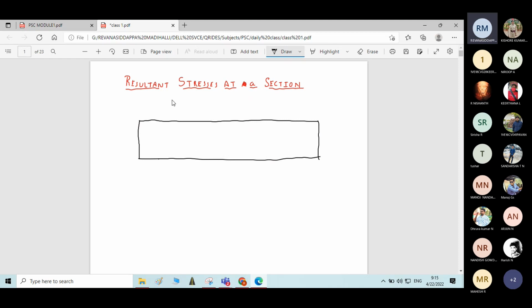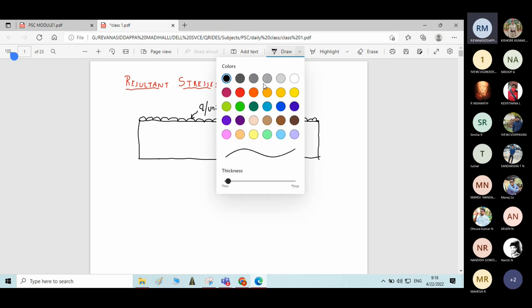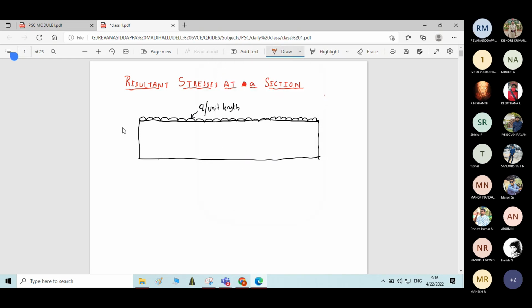Beam subjected to some live load, and there will be self weight of the beam also, correct? Or dead load of the beam as well. We'll consider some live load on the beam. Let us call it Q per unit length. I'm assuming intensity of the live load as Q per unit length. Let me draw the centroidal axis of the beam.